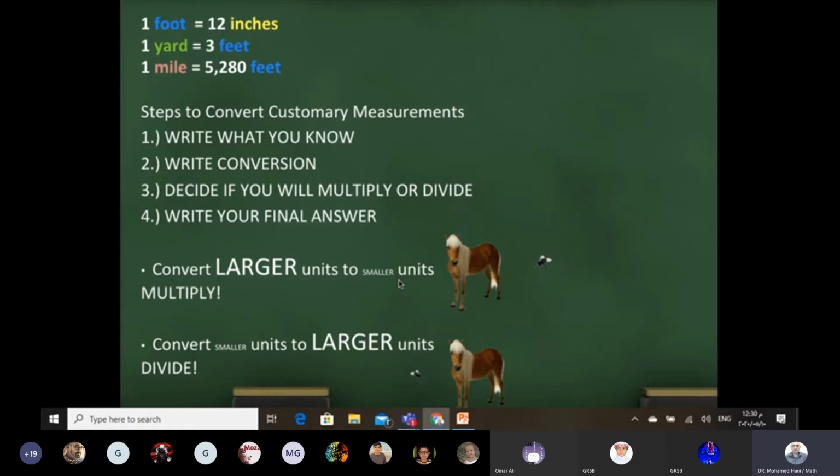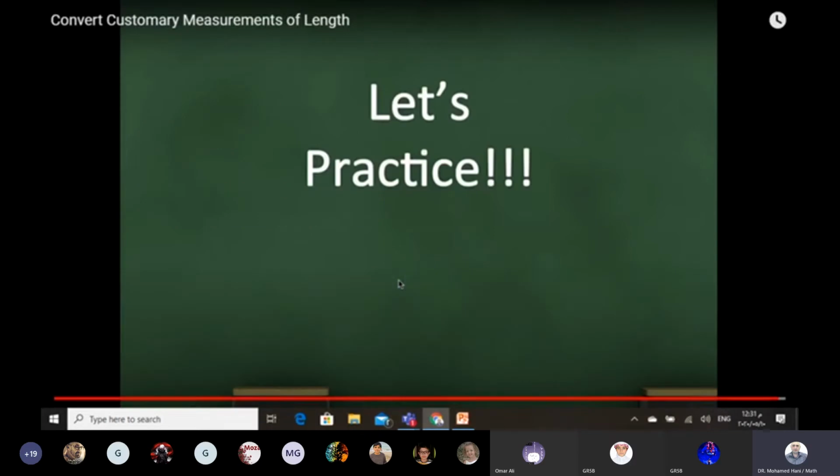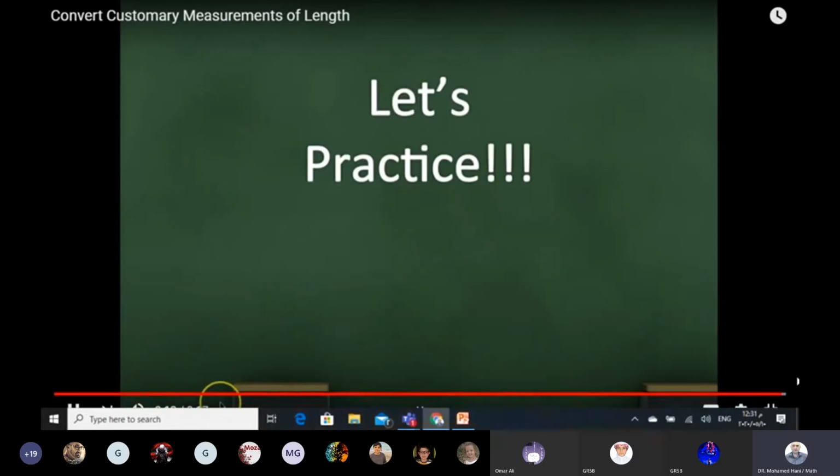If you want to convert something large to small, think of this poem. Horse to fly, you multiply. If you want to convert smaller units to larger units, think of this poem. Fly to horse, divide, of course. Now let's practice.